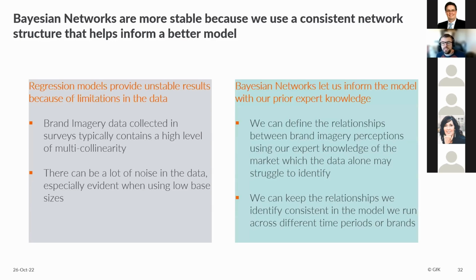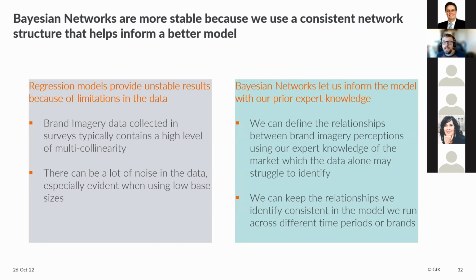So the good thing about Bayesian networks is rather than relying on the data alone, we can inform the model using our prior expert knowledge. So we can define the relationships that we believe exist between the brand imagery perceptions using our expert knowledge and not relying on the data alone, which, because everything's so highly correlated, might struggle to identify some of these relationships. And then by keeping these relationships consistent in each of the models that we build, that really helps make our results consistent, be it we're looking over different time periods or different brands.